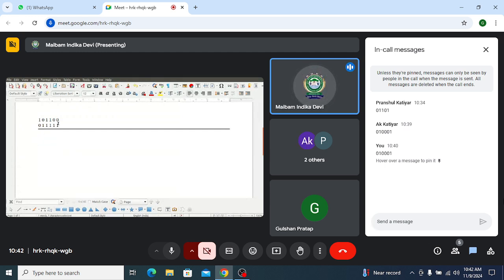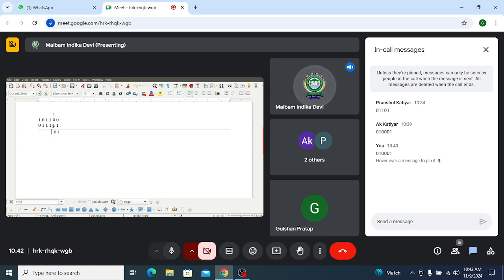Check with your answers. Now let's do this. 0 minus 1 will be 1. Then you will have a borrow bit of 1. So 0 minus 1 is 1 with a borrow bit. So 1 minus 0 is 1. 1 minus 1 will be 0. Okay, so we have a 0 out here.